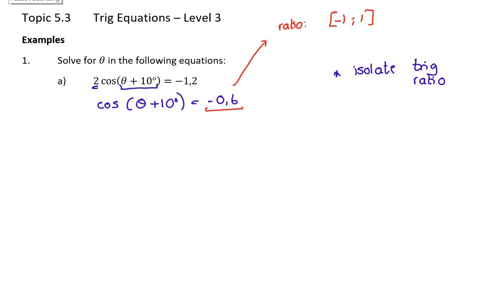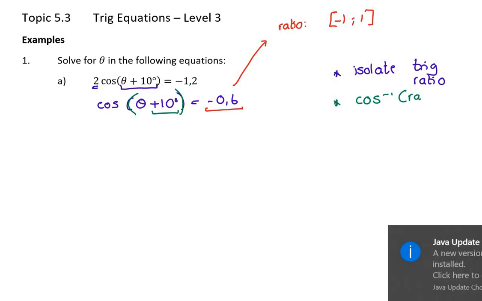A lot of people will be tempted to minus the 10 now because they want to get rid of it. Just be careful, this theta plus 10 is in a bracket. And so that entire thing, I am cosing, if that's a word, that entire angle. So I can't get rid of the 10 yet. I first have to get rid of the cos. And how we get rid of the cos is we do shift cos and we put in the ratio.